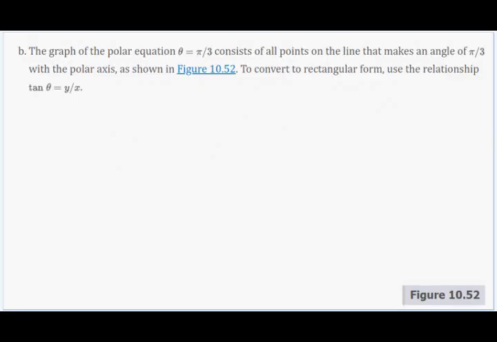Okay, 5b. The graph of the polar equation, I'm going to write it here. Theta equals pi over 3. That's our polar equation. It consists of all points on the line that makes an angle of pi over 3 with the polar axis. Convert to rectangular form using the relationship tan theta equals y over x. Well, here's our polar equation. Theta equals pi over 3.